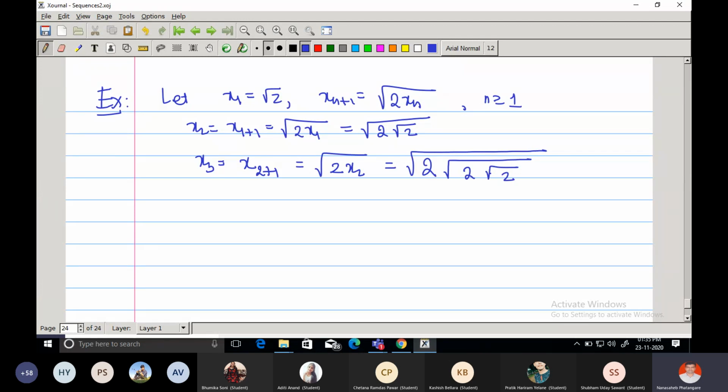But this number is very complicated, right? It's very complicated, and where is it going to settle? Whether it settles at some number or not, we don't know. Because if you keep on writing x4 and so on, the number becomes very complicated. Does this sequence settle, or does the limit exist? That we want to check. So first of all, is it monotonic?